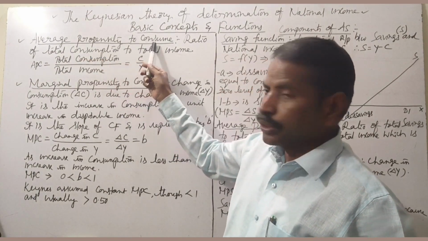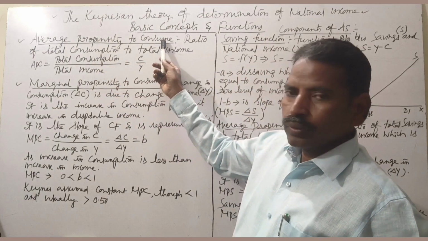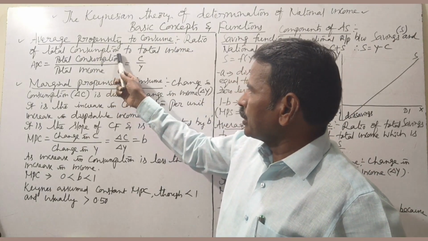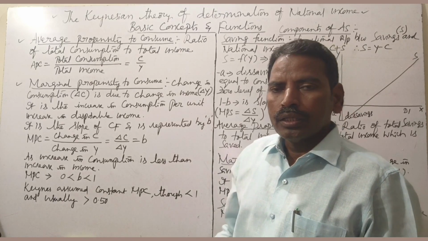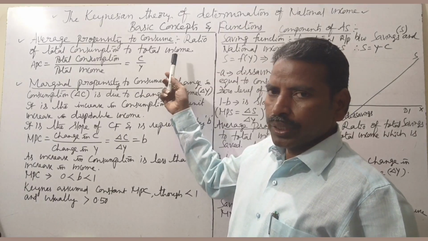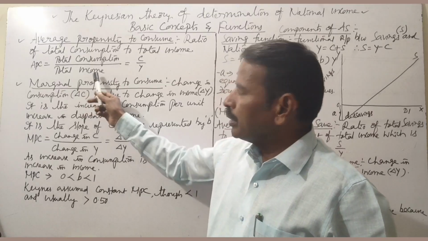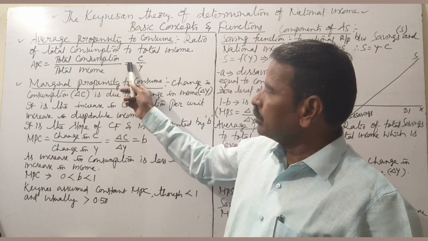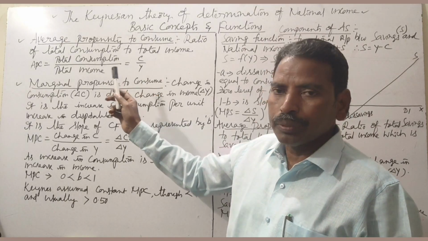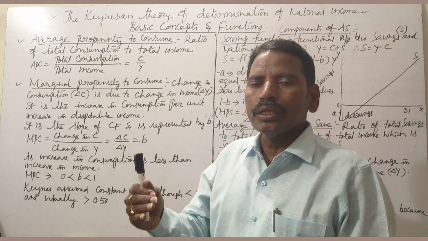Average propensity to consume, APC. APC means the ratio of total consumption to total income. That means APC is equal to total consumption divided by total income, that is C by Y. This is called APC, average propensity to consume. That means C divided by Y.